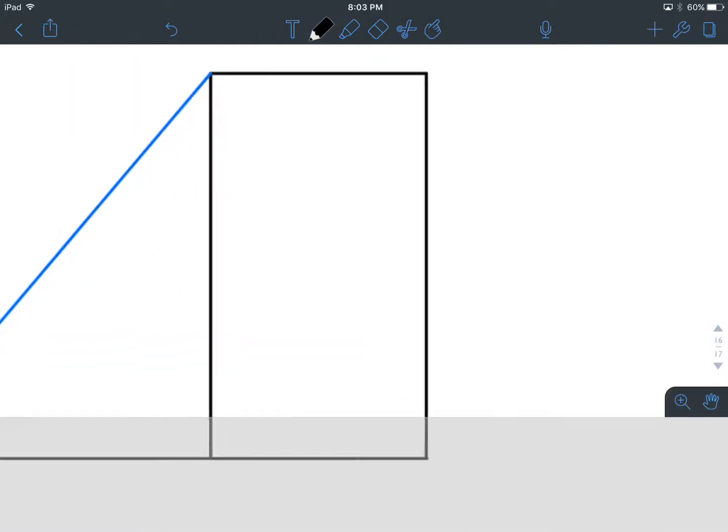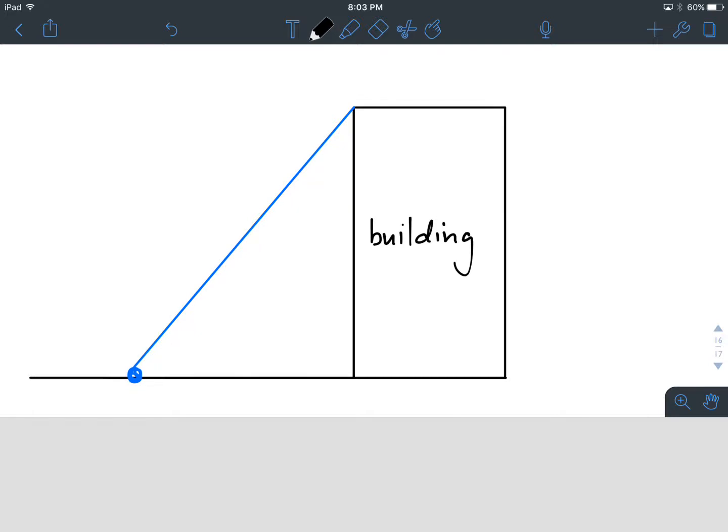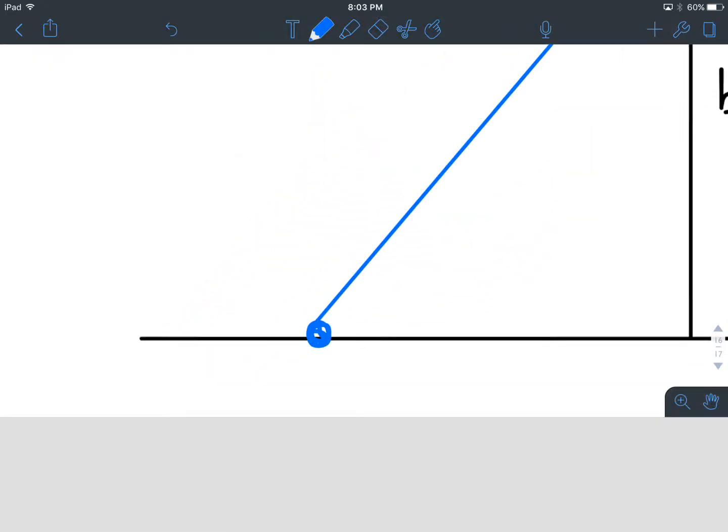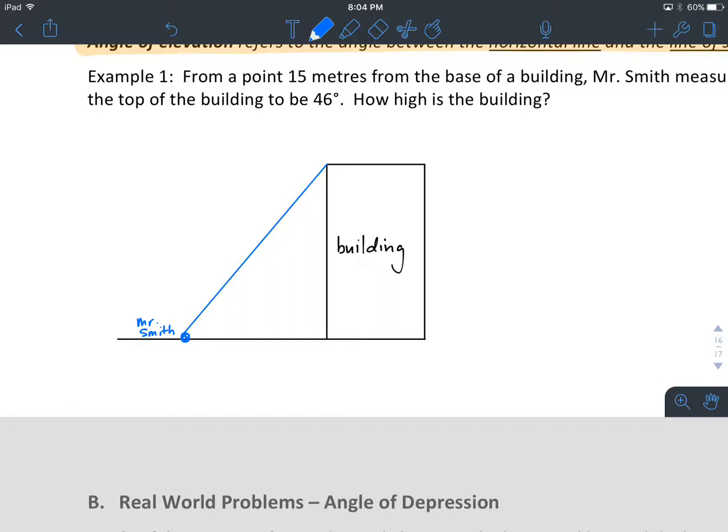So I'm going to put a couple labels on here, just so that we can remember what everything is. So this is building, and next I will label myself. This is Mr. Smith down over here. Mr. Smith hanging out 15 meters from the bottom of the building. So now we've got ourselves labeled here.